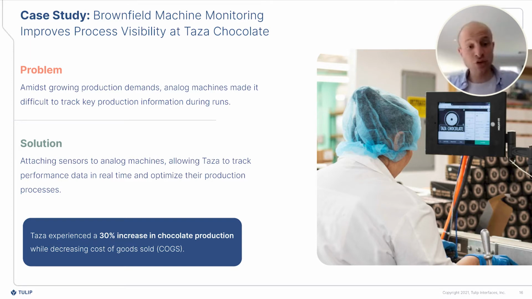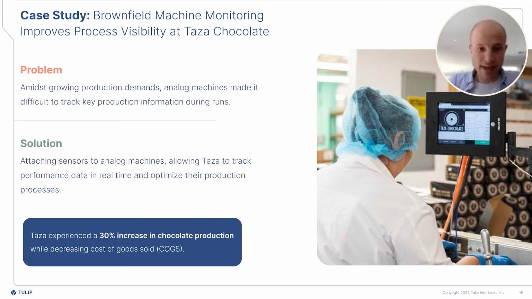And so it made it difficult to track key production information during these runs to drive improvement. So the solution was to attach a bunch of sensors, sharing some information on the types of sensors that we can connect to. So it doesn't need to be brand new machines. We can connect to older machines as well. And using Tulip, Taza was able to track performance data in real time and optimize their production processes.